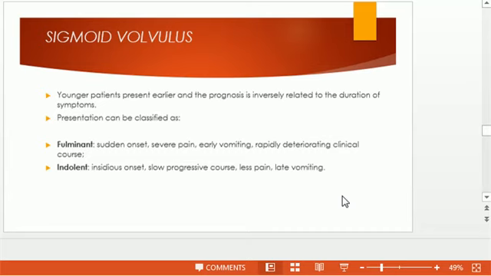Presentation, as I told you earlier, of sigmoid volvulus can be classified in two ways. One is a fulminant presentation, with sudden onset, severe pain, early vomiting, and a rapidly deteriorating clinical course, because in these patients ischemia occurs rapidly, with a bad prognosis. The other presentation is indolent, meaning insidious onset, slow progression, less pain, and less vomiting.